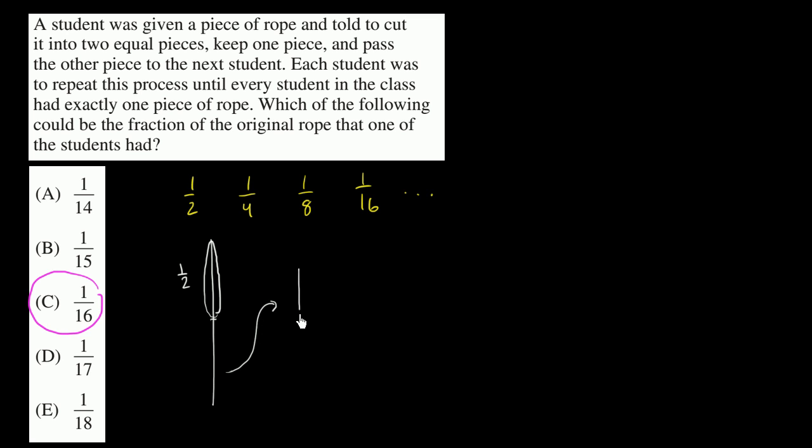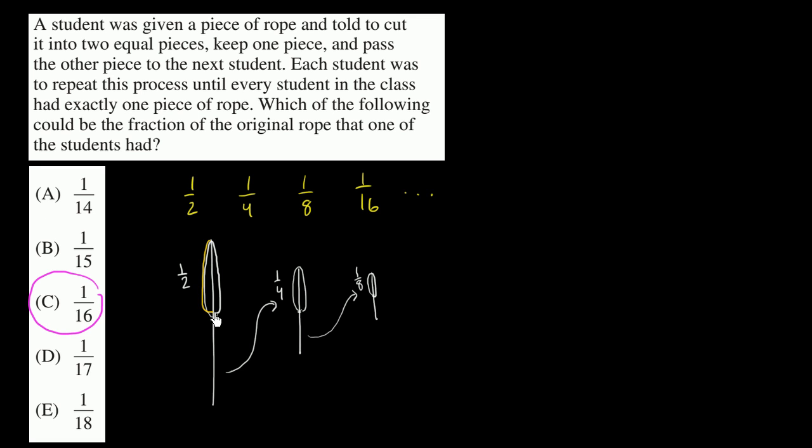So the next student has that half, but then has to cut it in half, and so that student is going to be able to keep what I just circled, 1/4, which is half of a half, and then hand the other 1/4 over to the next student. The next student is going to keep half of that, which I just circled, which is 1/8, and I think you see the general idea here.